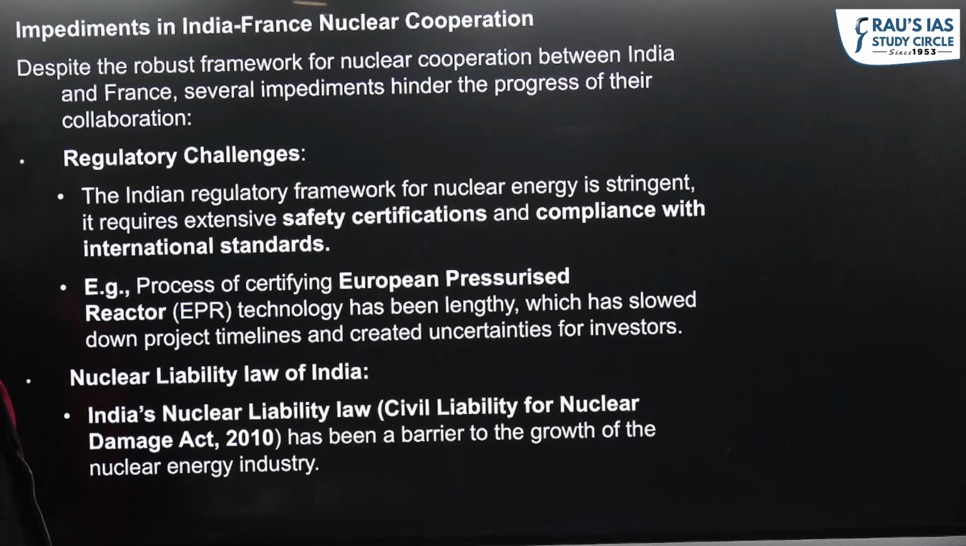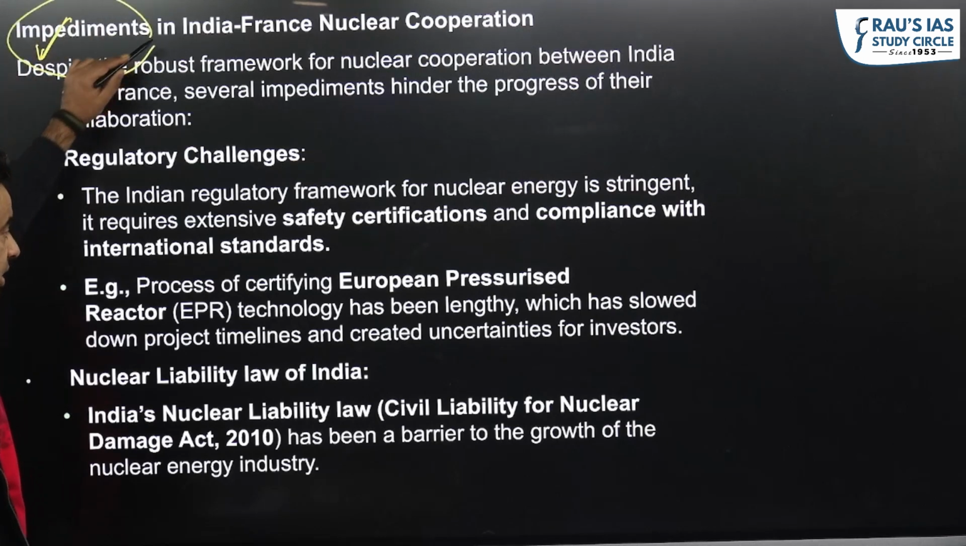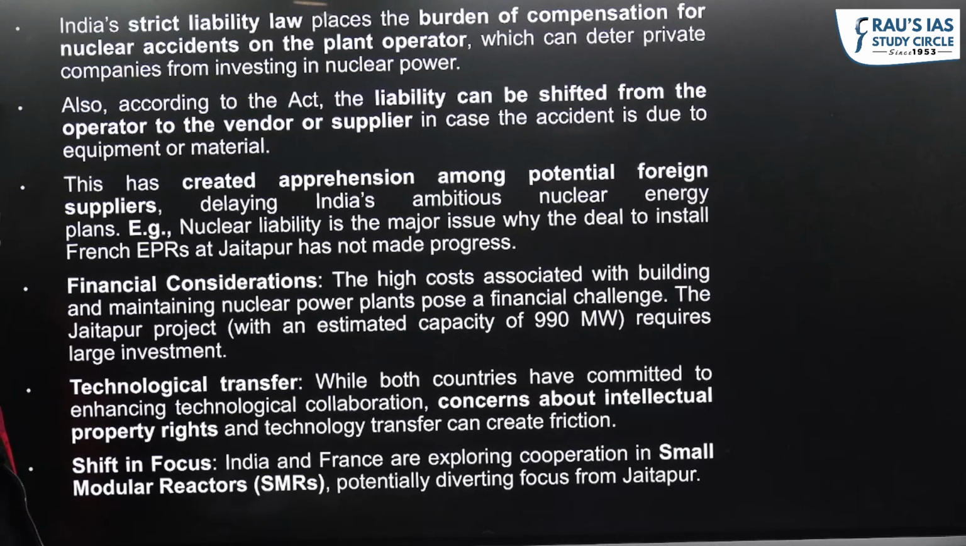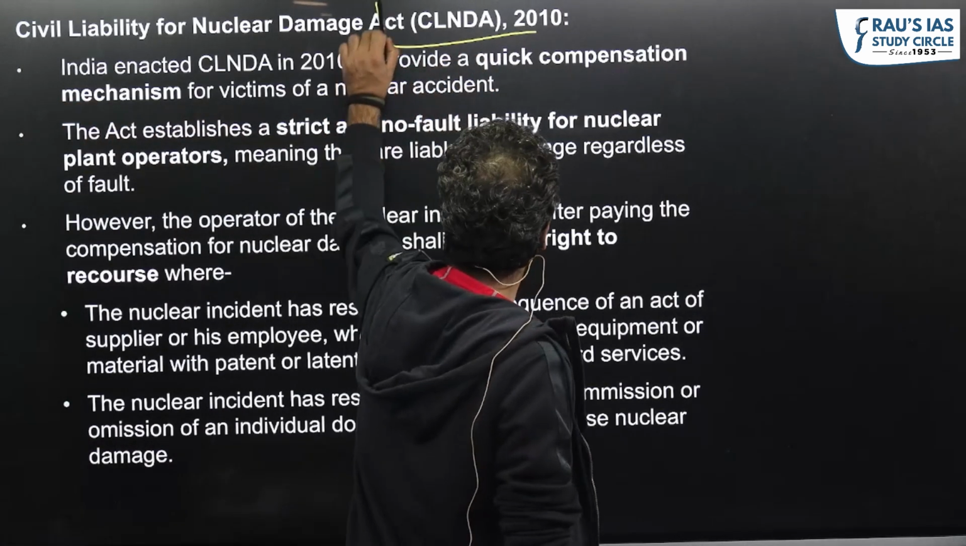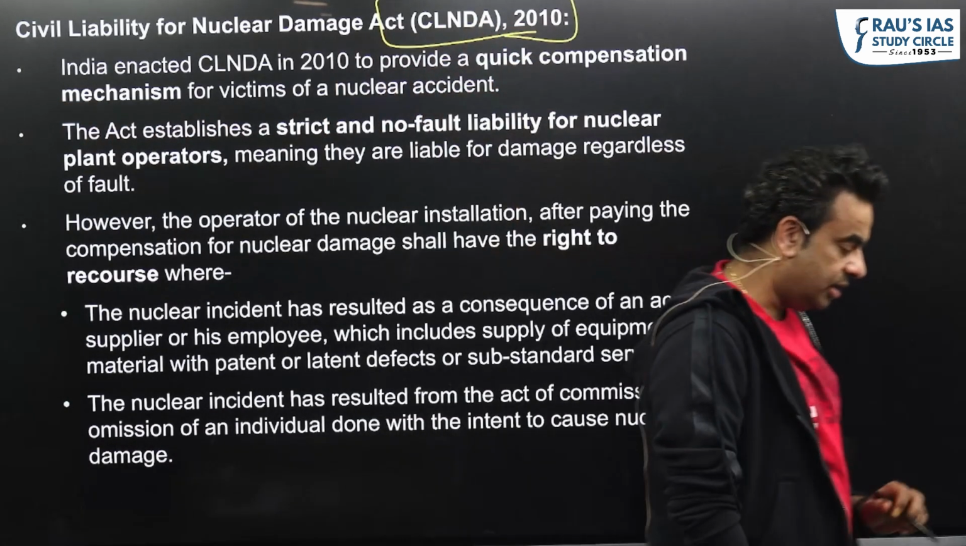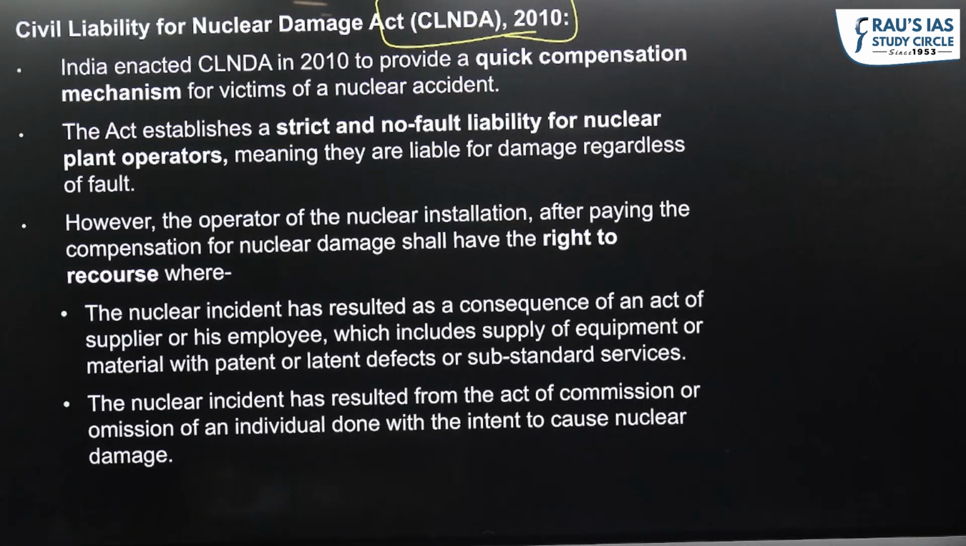So despite this deal, what are the impediments? Why has the Jaitapur nuclear power plant not been built? For this, it is important to understand India's CLNDA, the Civil Liability for Nuclear Damage Act. This act was passed by the Indian Parliament, and since then the deal is stuck.